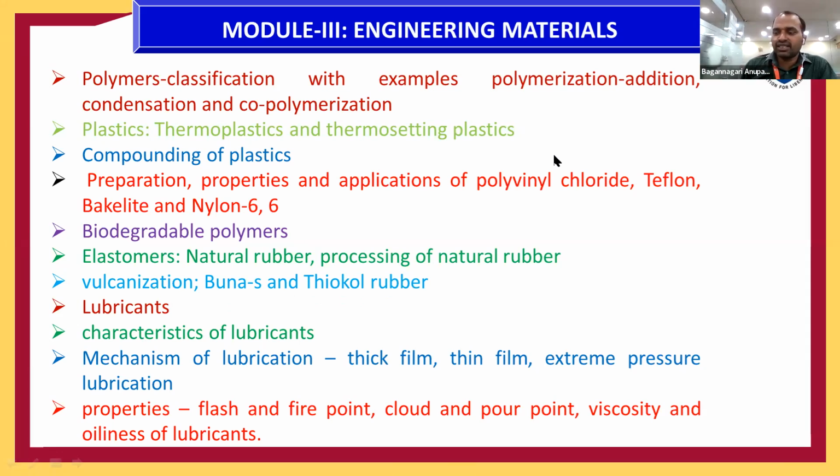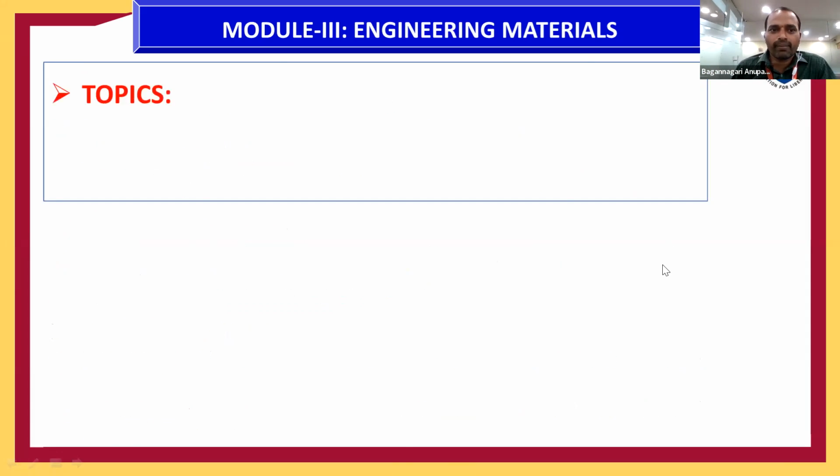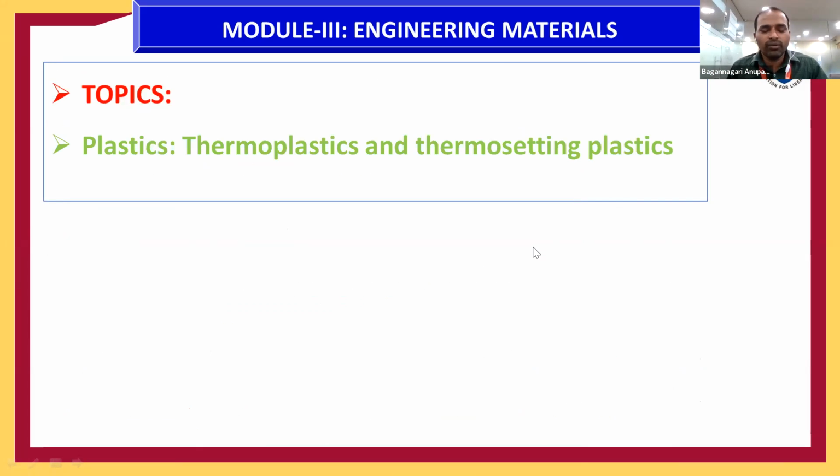Now, coming to the next one, plastics. Anyone know about plastics? What is plastic? Give any example. Suppose you see, this is the bottle. This bottle is made up of plastic only. So this is PET, sir. Sir, synthetic polymers are plastics. Yes, very good. Right, good.